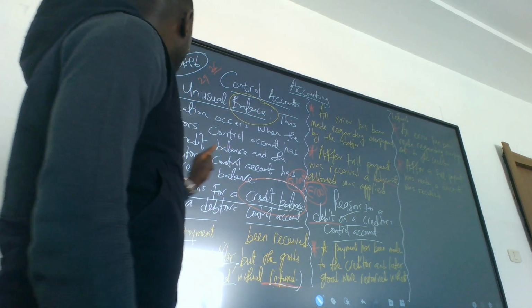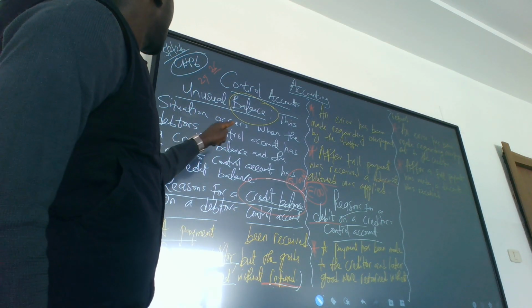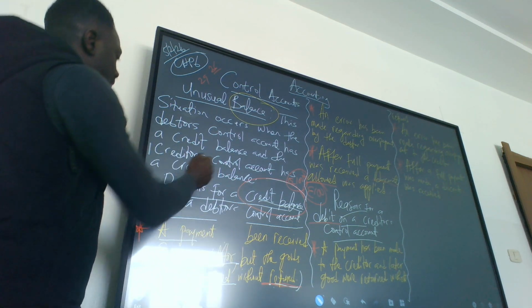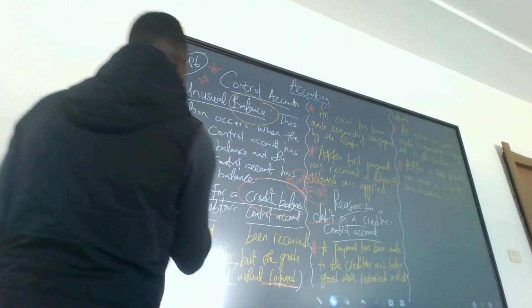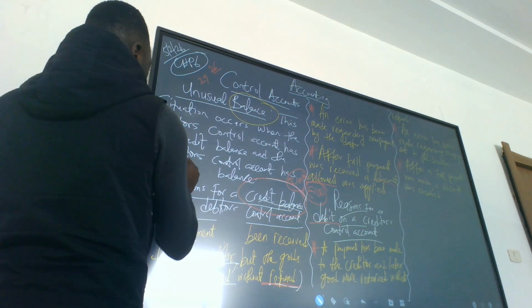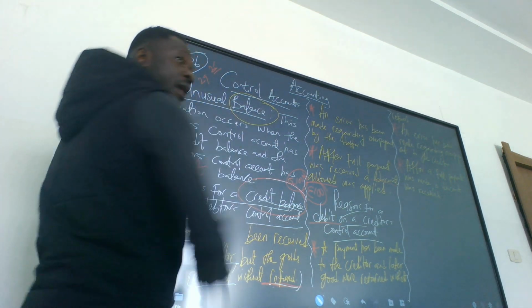Okay, let me see. When the debtors control account has a credit balance and the creditors control account has... No, it should be debited, sorry. Yeah, please. It's debited, please. Thank you for seeing that. It's a debit. I think it's clear now, right?